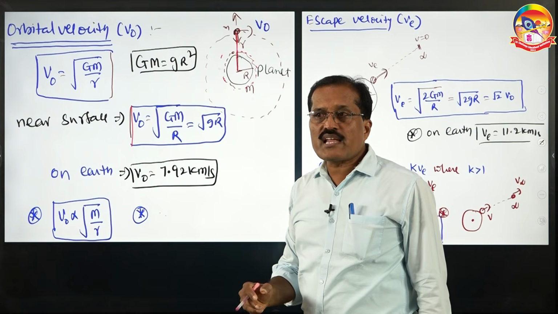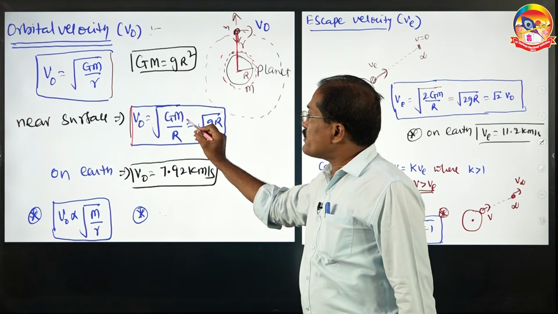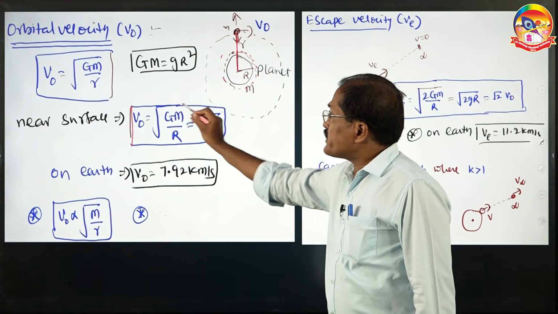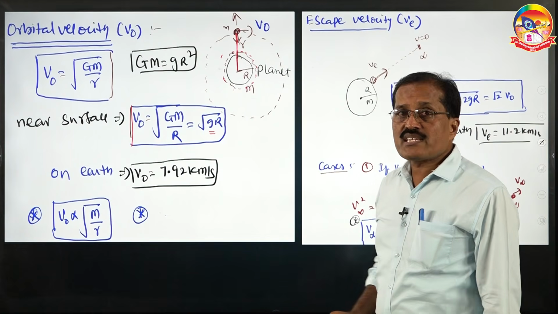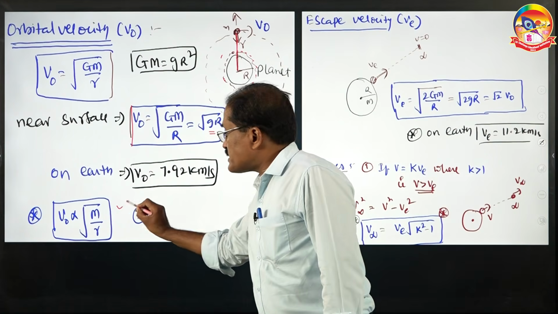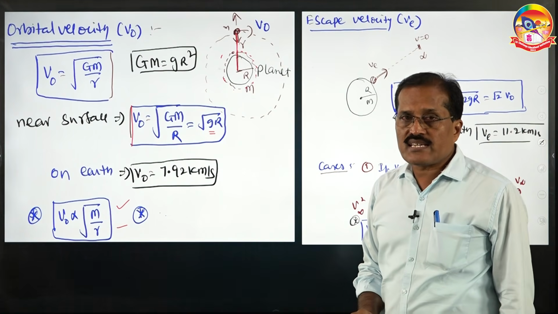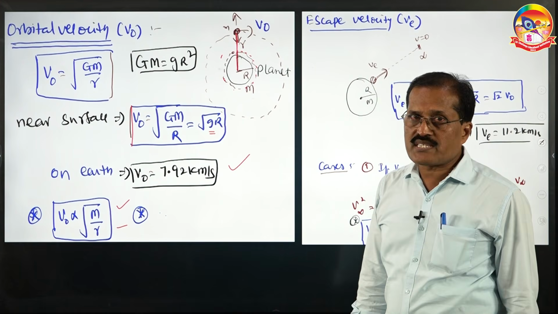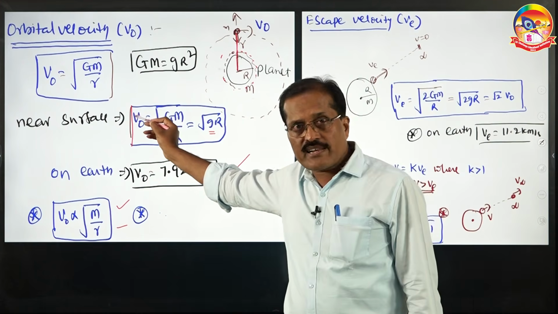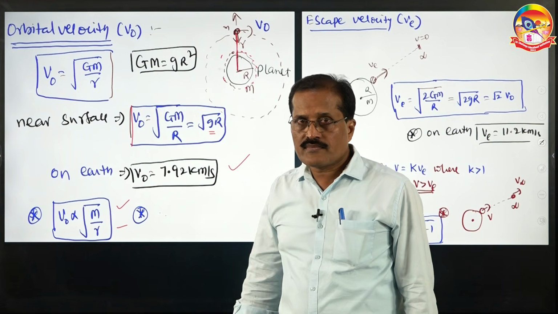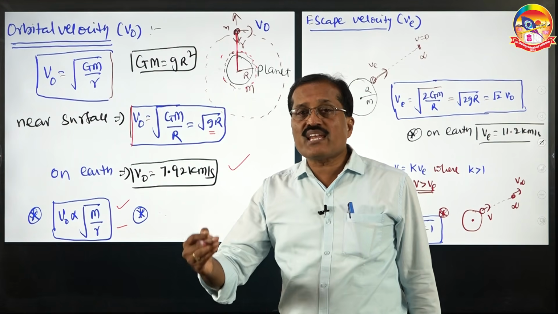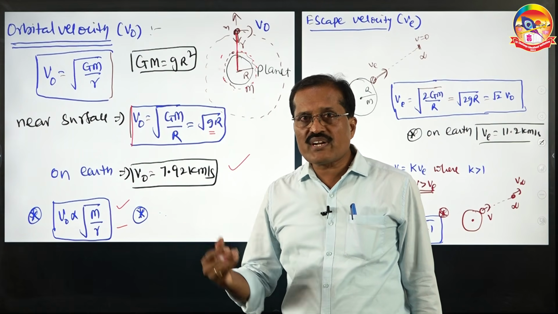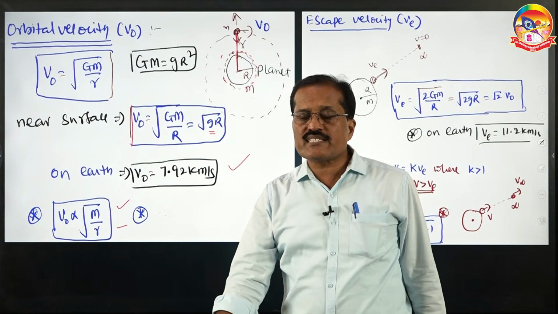Or else, if you want the object to revolve very close to the surface of the planet, small r is almost equal to capital R, so it is root of GM by capital R. Or else we can also write it in terms of small g, as I told you just now. Orbital velocity depends upon the mass as well as the distance. On the surface of the Earth, orbital velocity is approximately 7.92 kilometer per second, by substituting the mass and radius of our planet. If the velocity is more than that, different cases arise. If the velocity is less than this, it definitely reaches the ground.